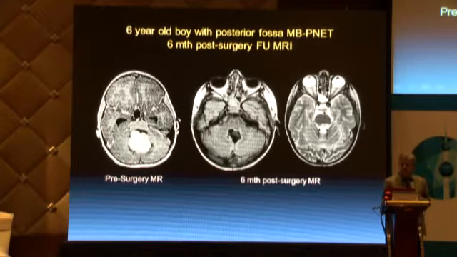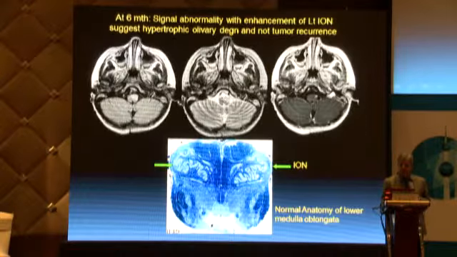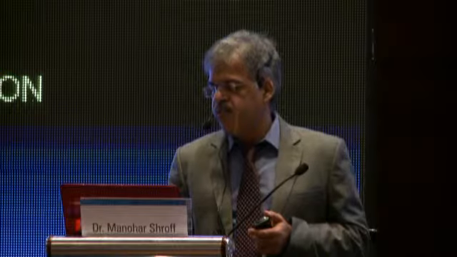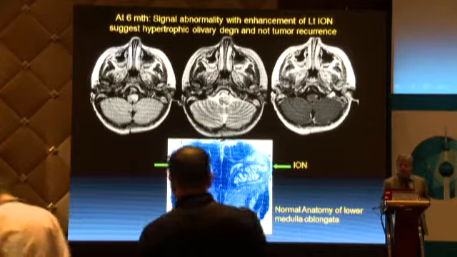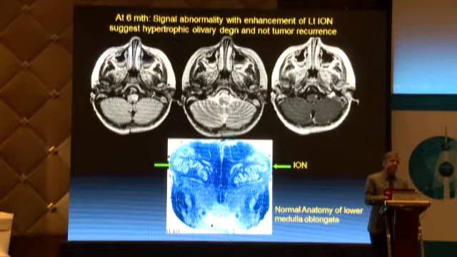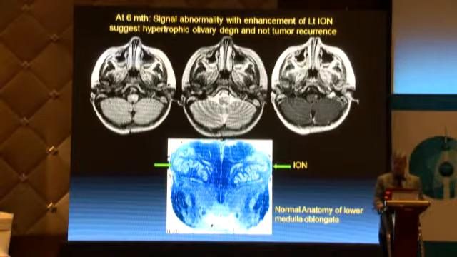So this is another case. You can see this is the pre-surgery MR, complete resection. And in this case also they had resected the superior cerebellar peduncle. And this is our case which shows you the olive over here. This is the inferior Olivary nucleus. This is the anatomic section. It's swollen and enhancing. And this happens usually 3, 6, 9 months after the surgery.